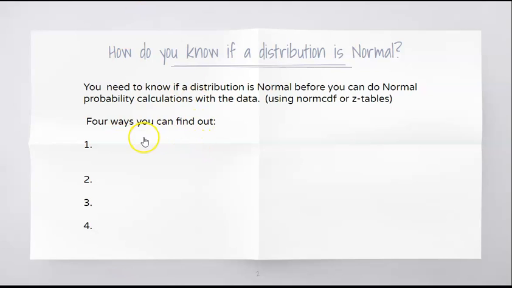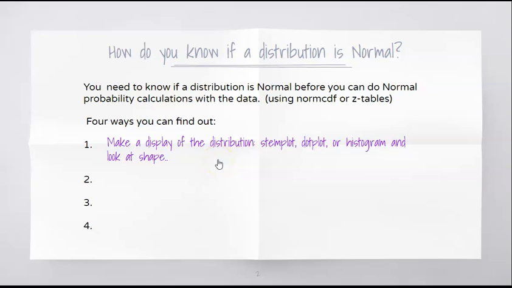So there's 4 ways that you can find out. And we're going to walk through these 4, and hopefully that'll give you the tools you need to know before you start doing calculations. So the first way, obviously, make a display of the distribution, a stem plot, a dot plot, or a histogram, and look at the shape. Okay, so notice I didn't say box plot because box plot's not a real good indicator of shape.